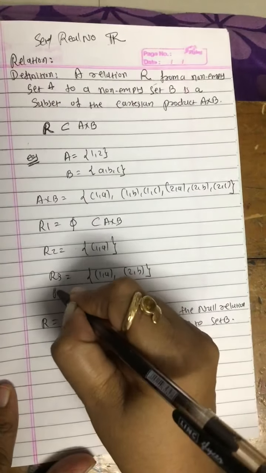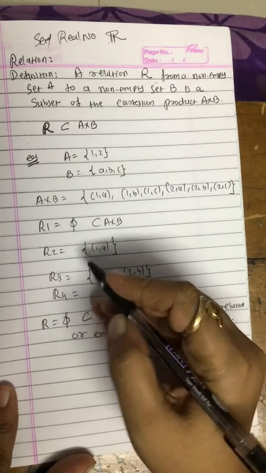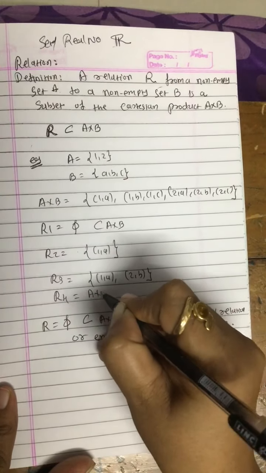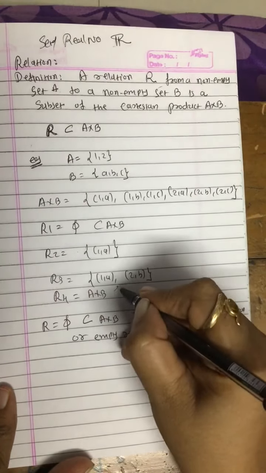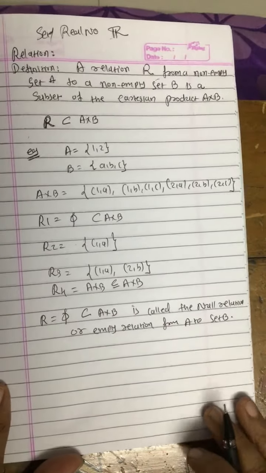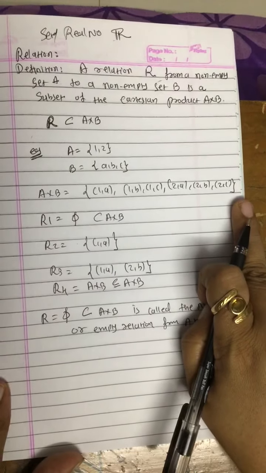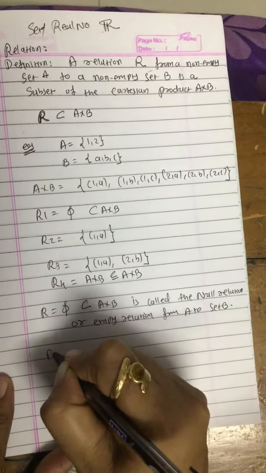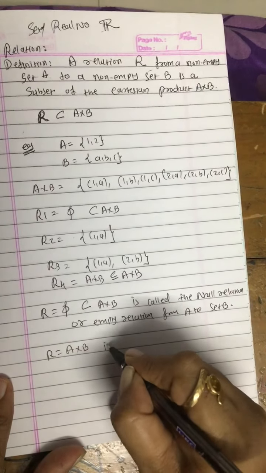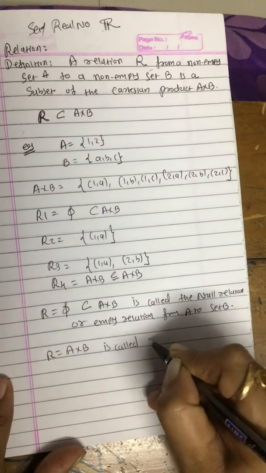Now we also know, student, that universal set or every set is a subset of itself. So A cross B itself is also a subset. A cross B is a subset of A cross B, and any subset of A cross B is called a relation. So if I take all the pairs in A cross B, then it is also a relation, and that is called the universal relation.